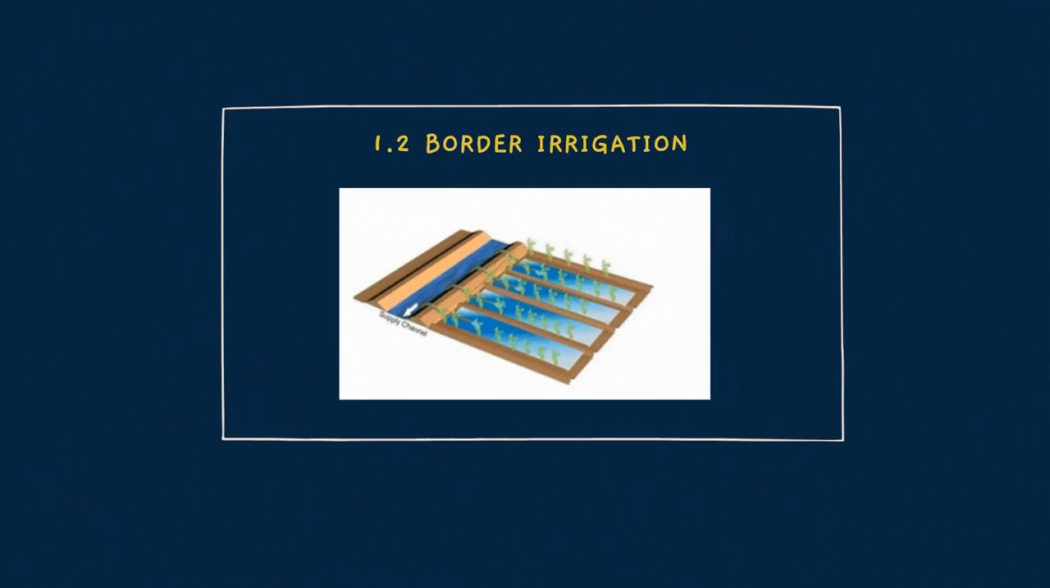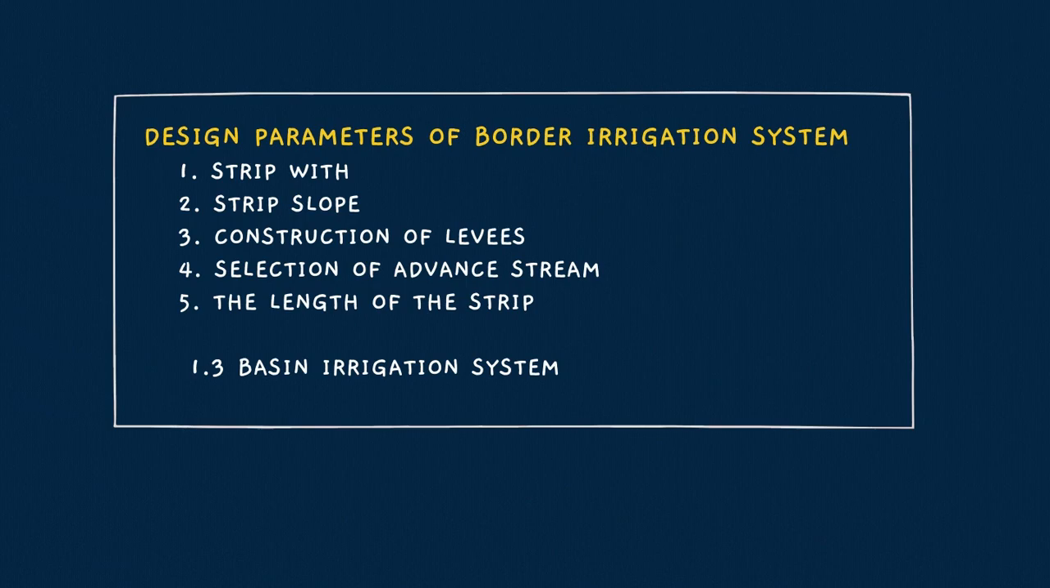These are the images of border irrigation. Design parameters of border irrigation system. Number 1, strip width. 2, strip slope. 3, strip construction of leads. Number 4, selection of advanced stream. And 5, the length of the strip.